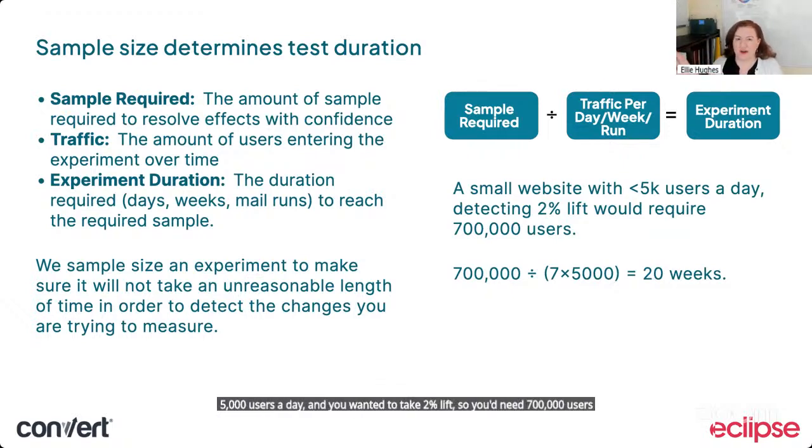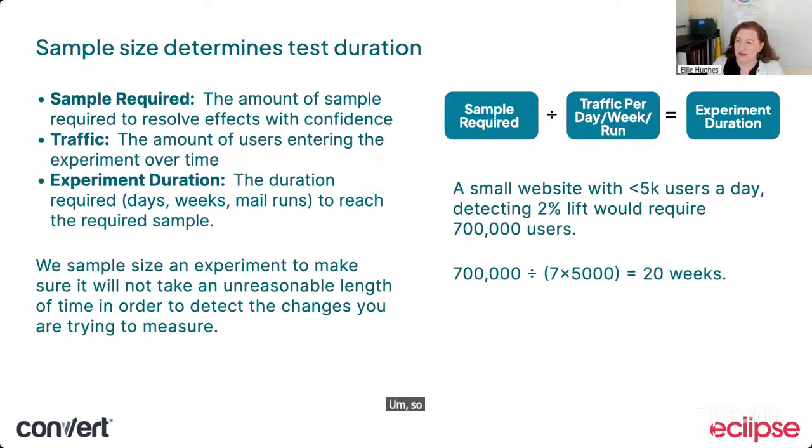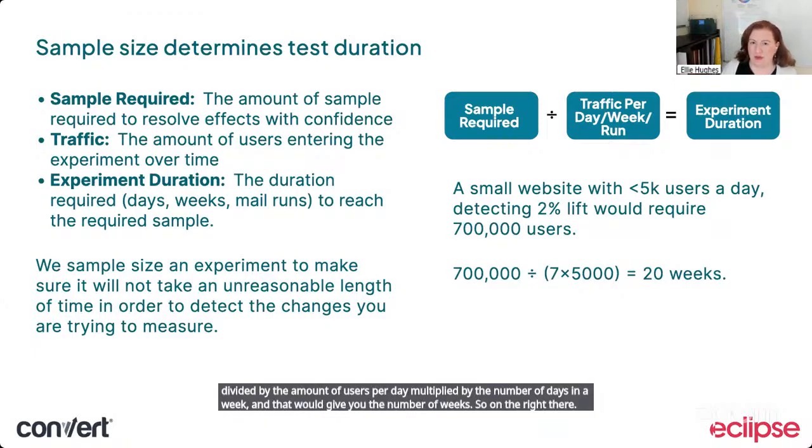Someone can go ahead and triple check that it's 700,000 users. I think I made that up. So 700,000 users. To determine the experiment duration, you would do that divided by the number of users per day, multiplied by the number of days in a week, and that will give you the number of weeks. So on the right there, you can see that this came out as 20 weeks.